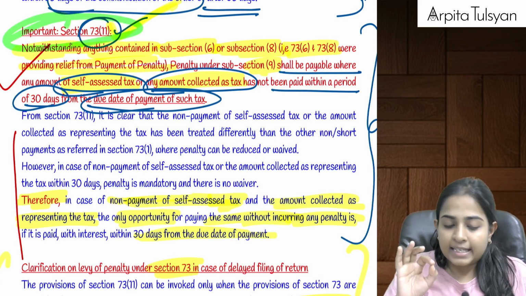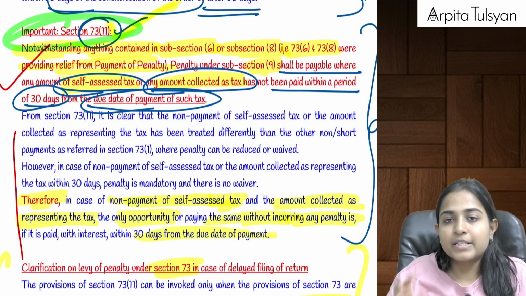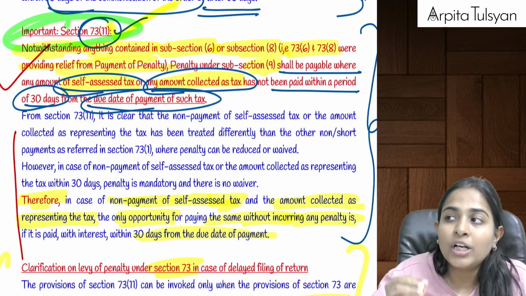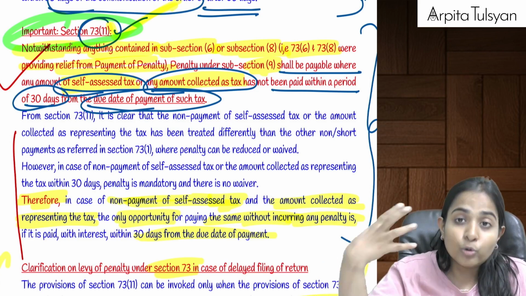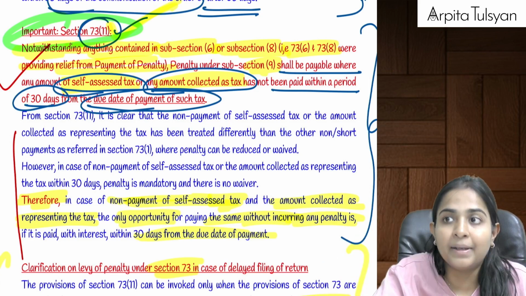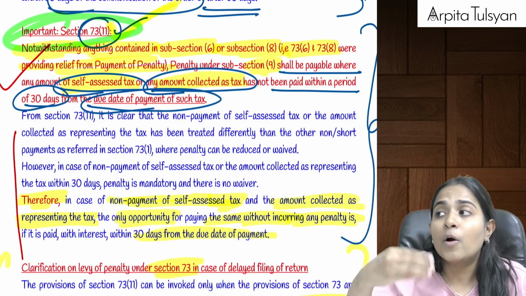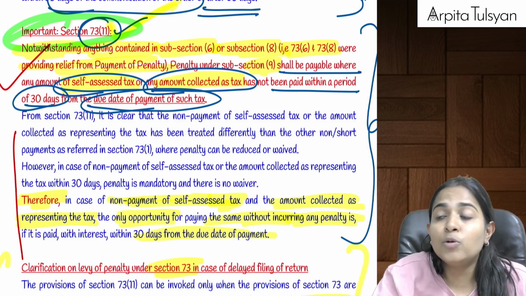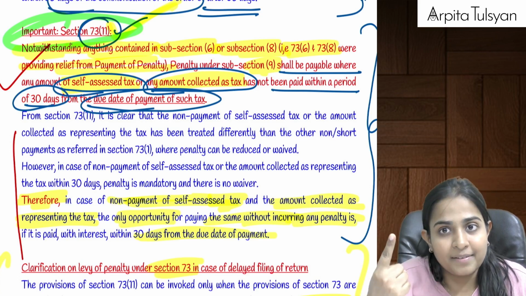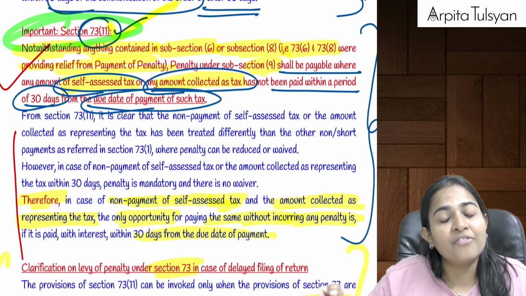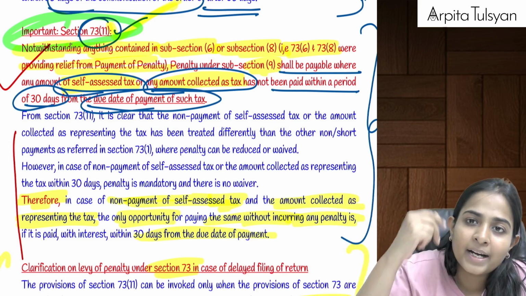Okay, section 73 subsection 11 says that suppose you have not paid the self-assessed tax. Self-assessed tax means you know that this amount of tax is payable. You have shown it somewhere in your returns, but you have not paid the tax on it. Example, when you have shown some amount of sales in your GSTR 1, but you have not shown it while filing GSTR 3B, then that is your self-assessed tax which you have not paid to the government.